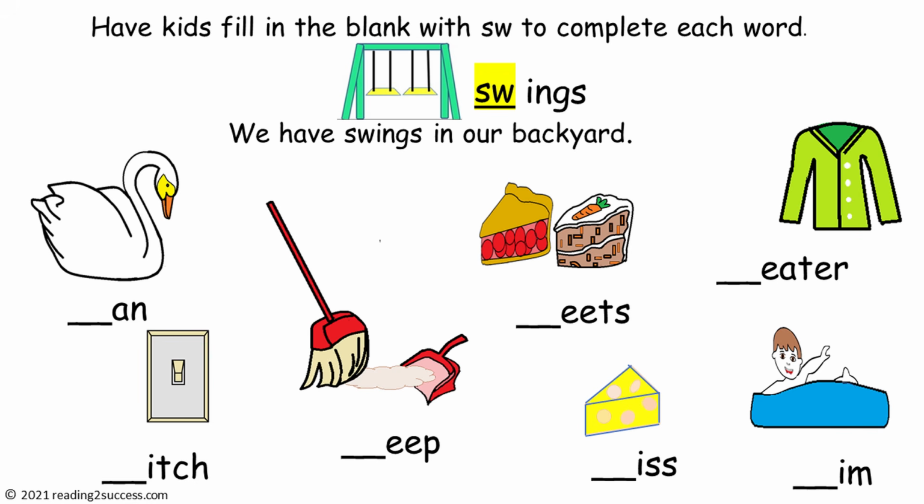Now we're going to introduce our kids to the last S blend. It is SW. As in our example, swings. And our sentence says, we have swings in our backyard. So our words are swan, switch, sweep, sweets, Swiss, sweater, and swim. This is a completed example.